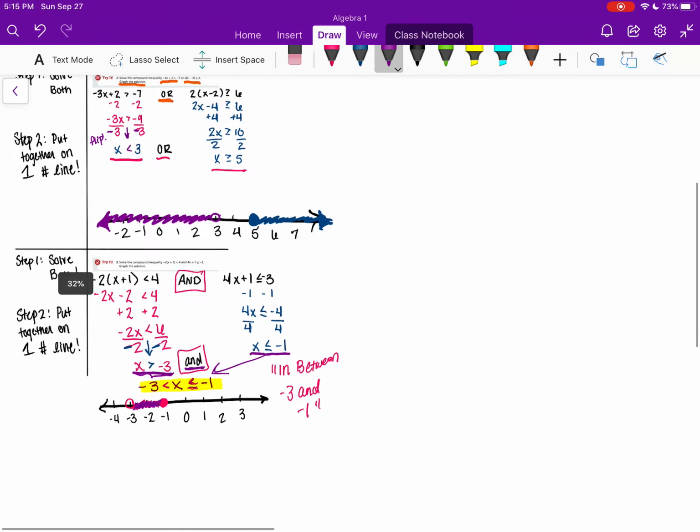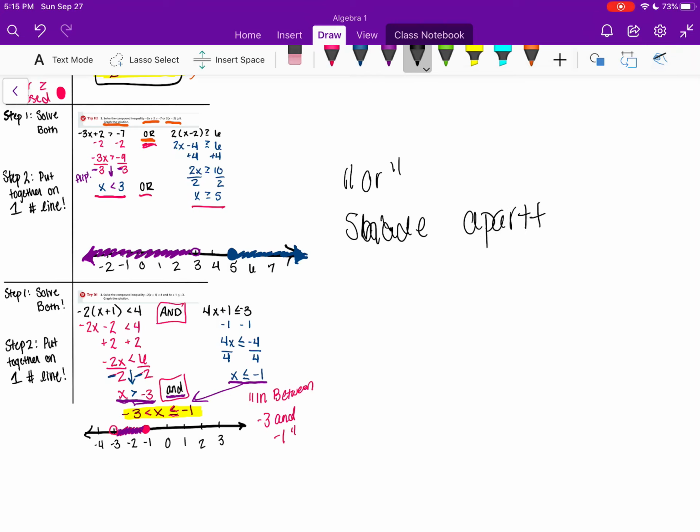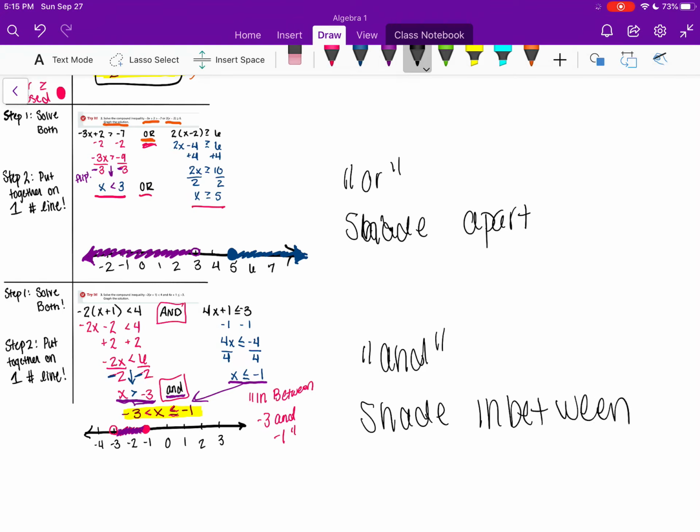So essentially the difference is, if you look at both of these graphs, when it's an or statement, you're going to be shading the outside. So in or, you'll shade apart. A-P-A-R-T, whoopsies, sorry y'all. And if it's an and statement, you'll shade in between. And that is compound inequalities.